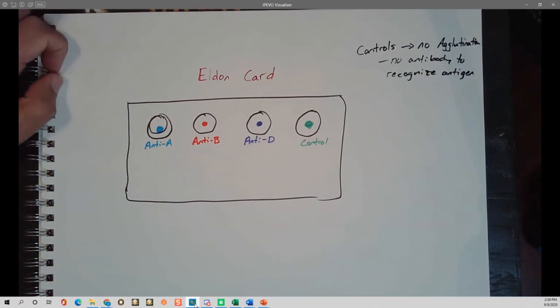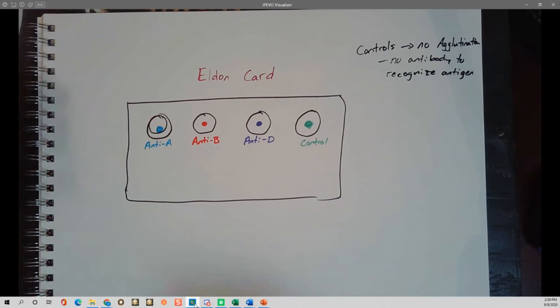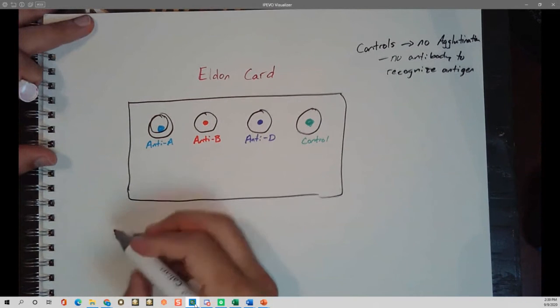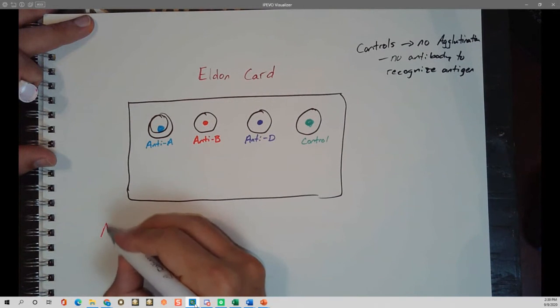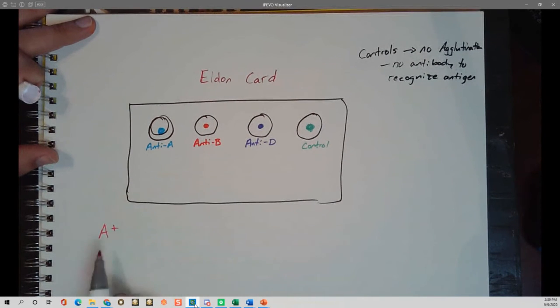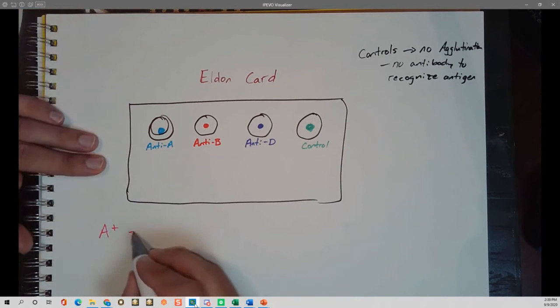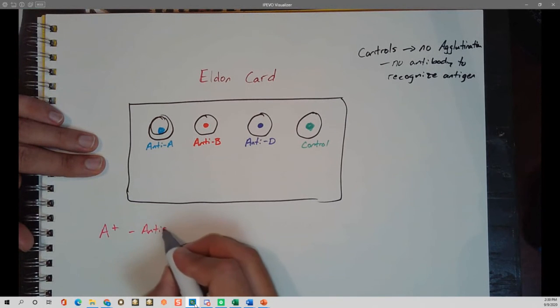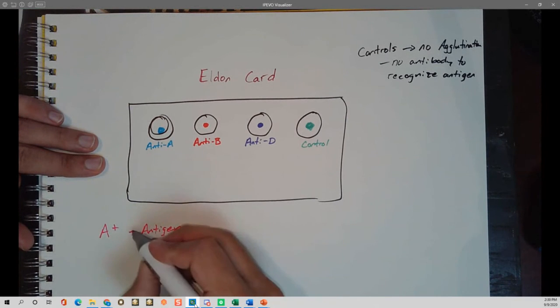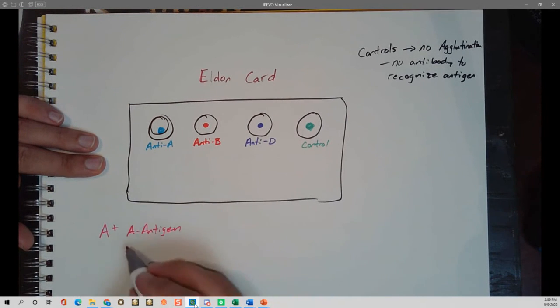So let's start putting blood types on here and see what happens. Remember what I said about a blood type. Say, for instance, let's go with an A positive blood type. What antigens does an A positive blood type have? This is going to have the A antigen, and it will have the D antigen. Doesn't it have both of those? It's an A positive blood type, so it has an A antigen and a D antigen.